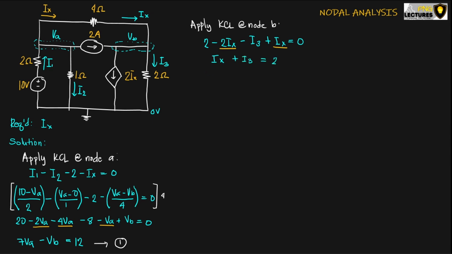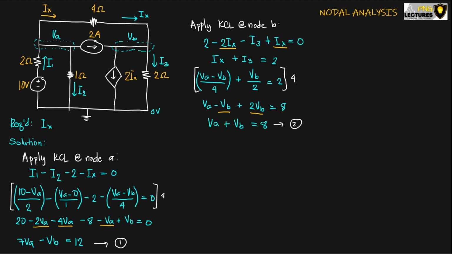Now we can express this in terms of the node voltages. For Ix, we already established that as (VA minus VB) over 4. And for I3, it flows from the node B down to the reference node. So we have (VB minus 0) over 2, or simply VB over 2. And copy 2. The LCD is 4, so we multiply it by 4. So we have VA minus VB plus 2VB equals 8. Simplifying the equation and combining similar terms, we have VA plus VB equals 8. This is our equation number 2.